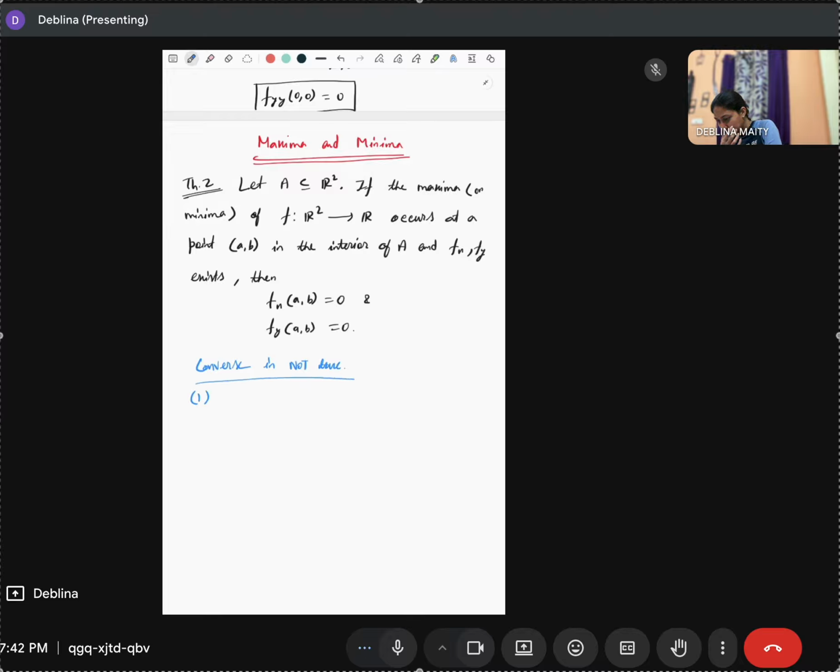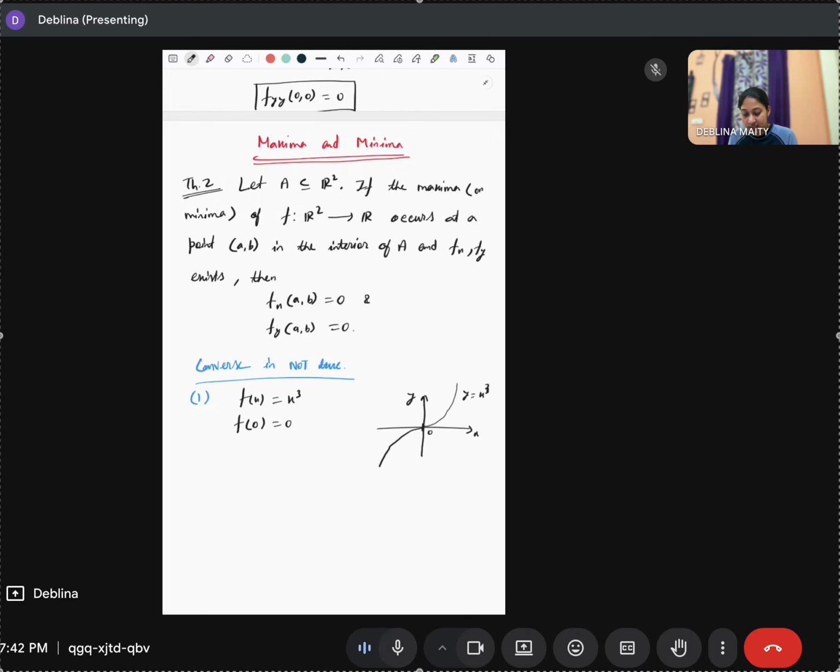So first example we will take in R. If we take f(x) equals x cube, then f'(0) is 0, right? But this 0 is not a local maxima or minima. Why? So x cube looks like this, this is 0, right? This is y equals x cube, this graph.